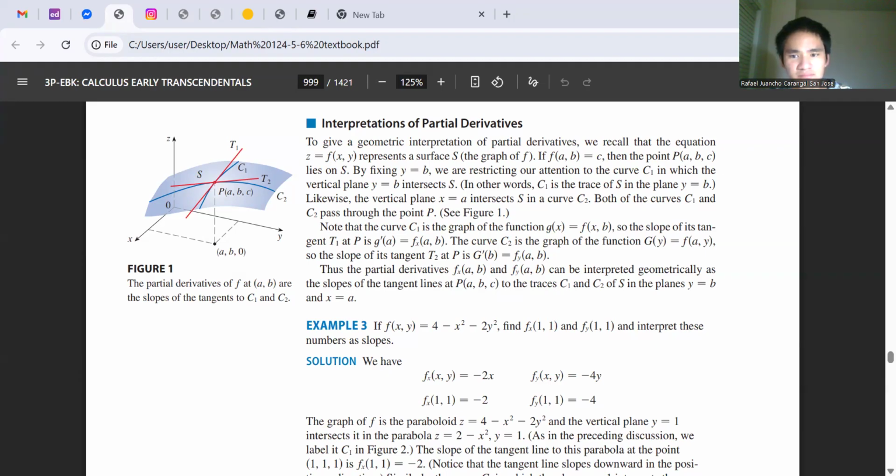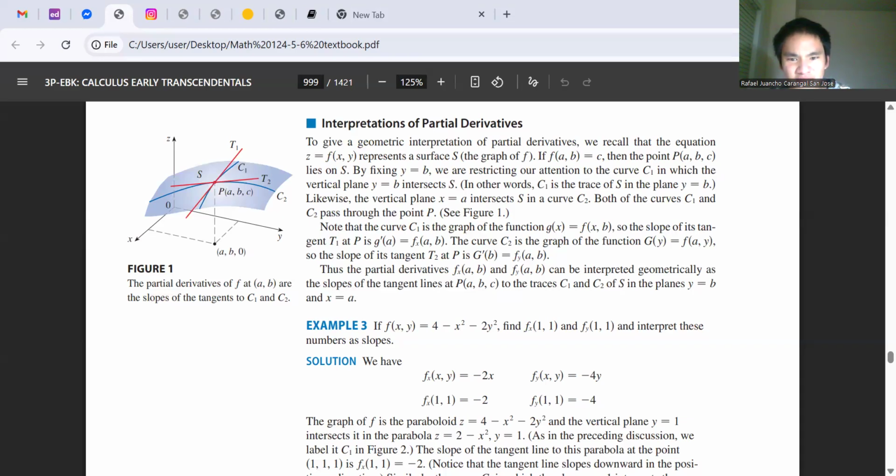C2, on the other hand, oh wait, there's also something we have to say about its slope, right? Now we actually have a slope. So we not only have this curve, we have a tangent line, T1. Now we're looking at this red line here. At a particular point on that curve C1, we have a slope. The slope of tangent T1 at our point P is just its derivative, g prime of a, which is equal to f.